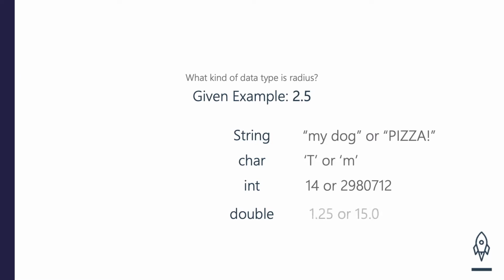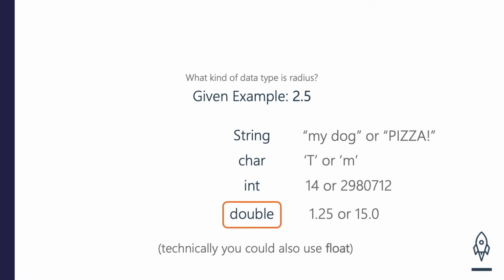So let's move on to double. Doubles can be 1.25, 15.0, or any other wide variety of numbers with decimal points. Because we know doubles can contain decimal points and our given example is 2.5, I'm going to select double in this example to save our radius and our area. I want to make a side note that you could also use floats, but in this example, I am going to be just using double.